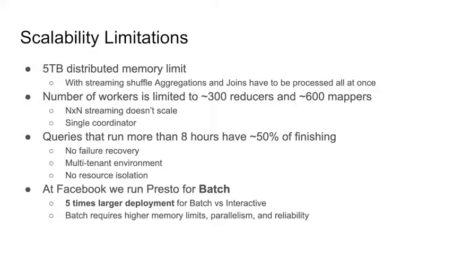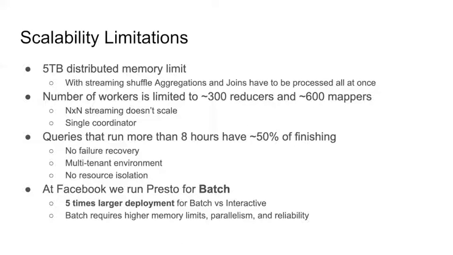The other limitation of this architecture is that the number of workers in a cluster is limited to around 600. And because of the end-to-end shuffle, the number of reducers is even lower. Currently, in our deployments, it is around 300 reducers.